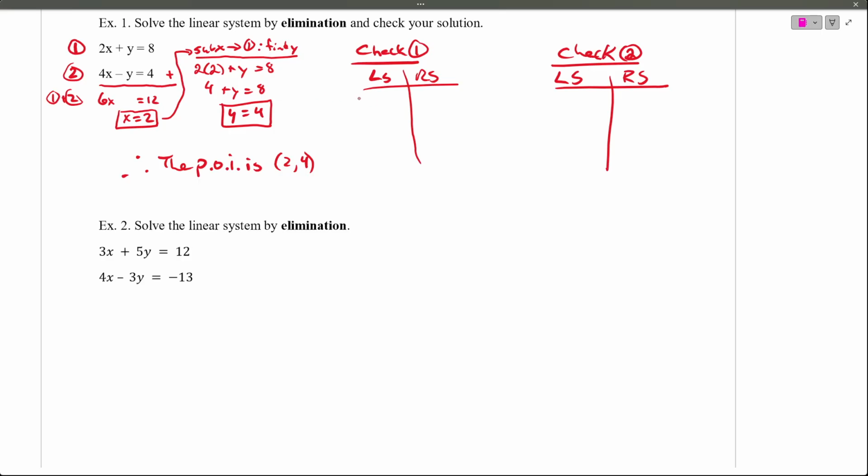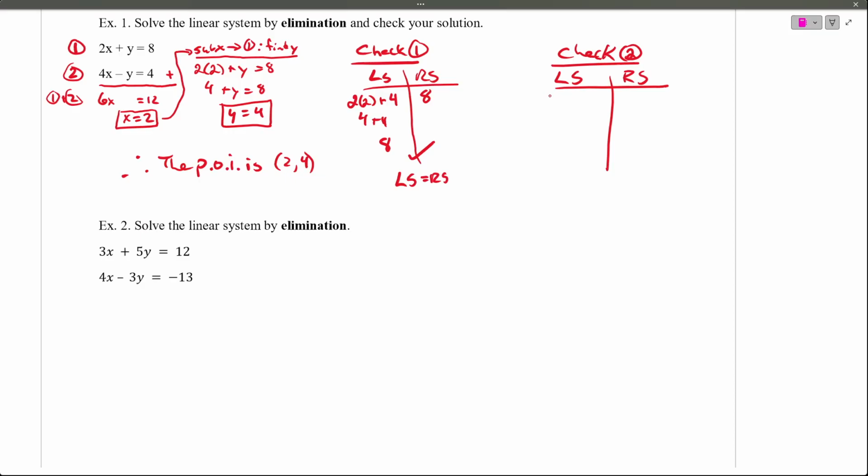On the left side over here, we have 2 times 2 plus our y, which is just 4. And on the right side, we have 8. So 2 times 2, that's 4, plus 4. 4 plus 4 is 8. So 8 is equal to 8. Great. So the left side is equal to the right side. No weirdness going on here.